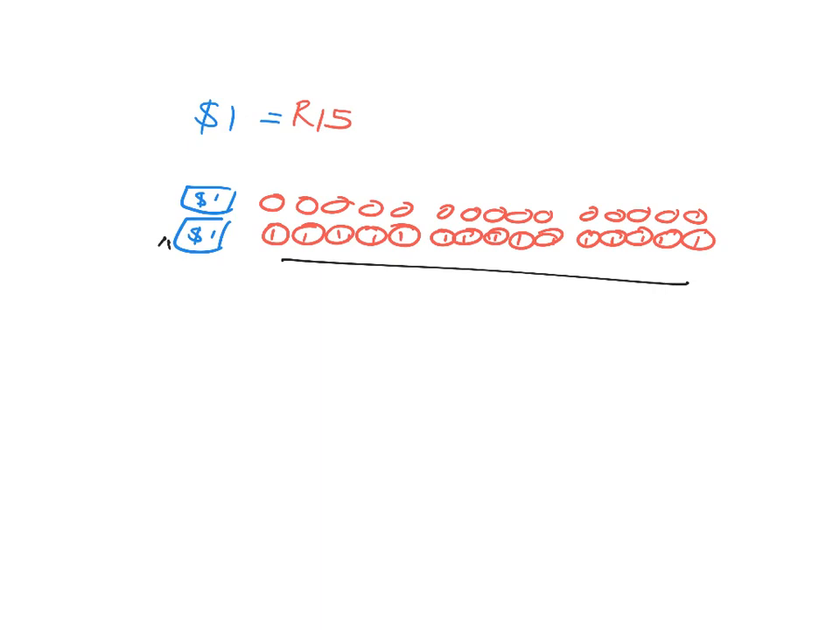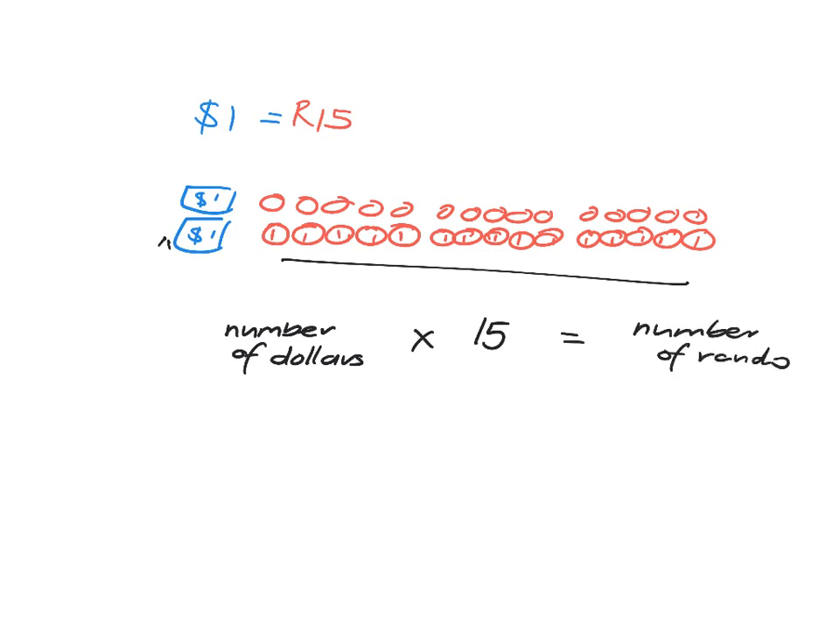So what you're going to do is take how many dollars have been put on the table, and then multiply it by 15 to get the number of rands. So then it becomes very easy. You can tell me if I give you, say, $2, how many rands? Well, you're just going to put it in here. The number of dollars is 2. You multiply it by 15 and you get 30 rand.